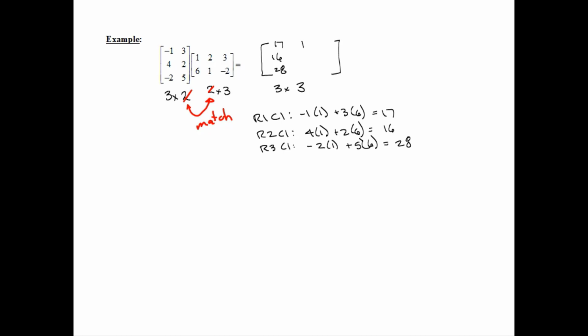Keep going. You should get a 10 here, a 1 here. Let's just go ahead. I'll write out the third column. If I do row 1, column 3, here's row 1, here's column 3. So we do -1 times 3 plus 3 times -2. -3 minus 6 gives me -9.